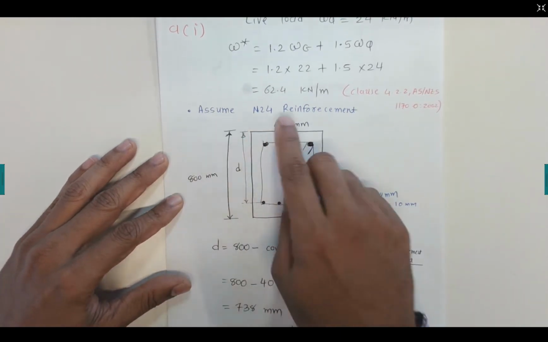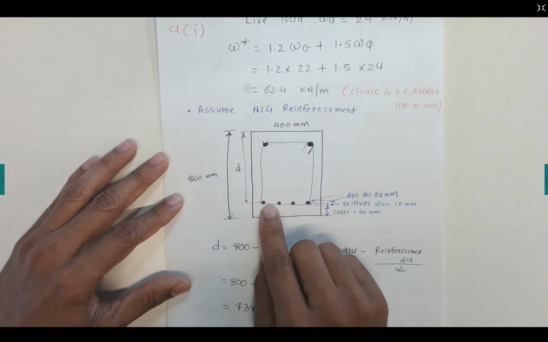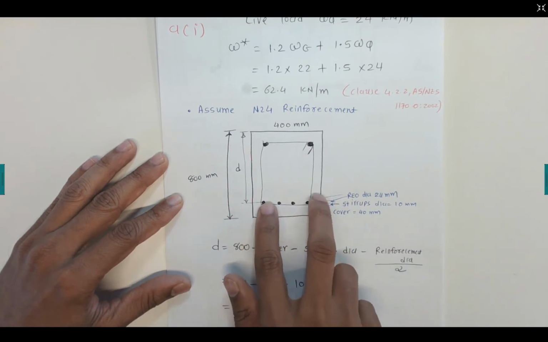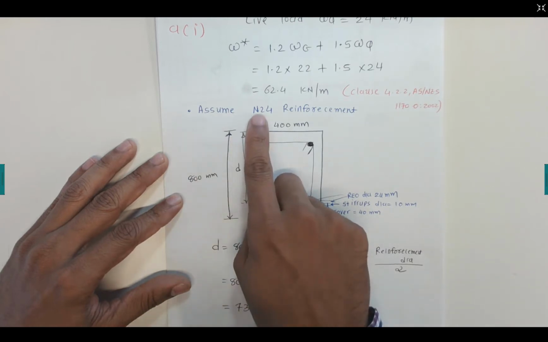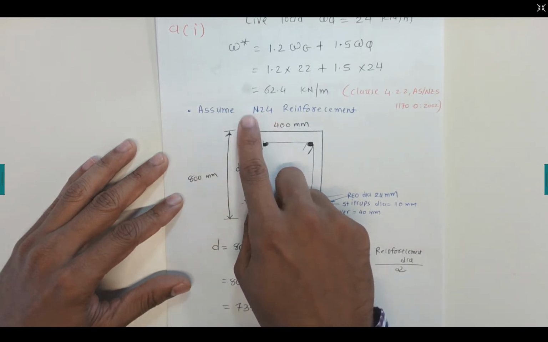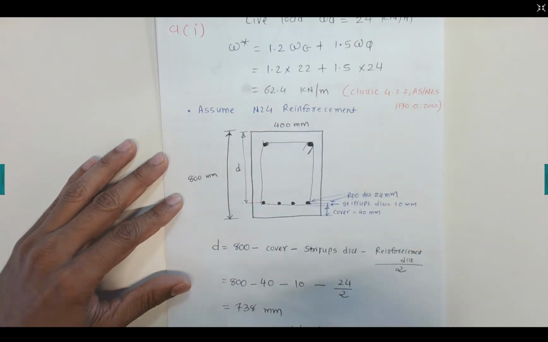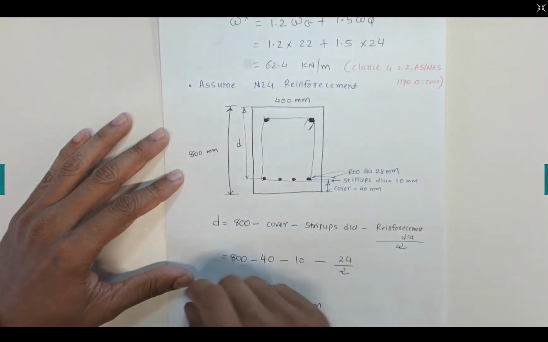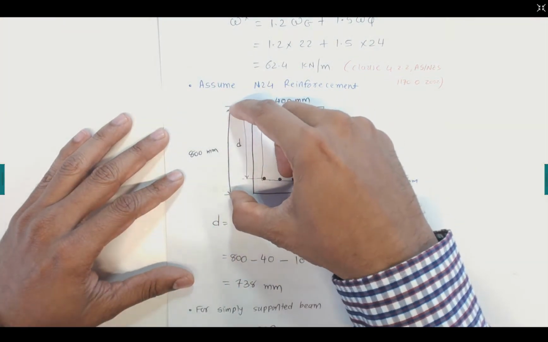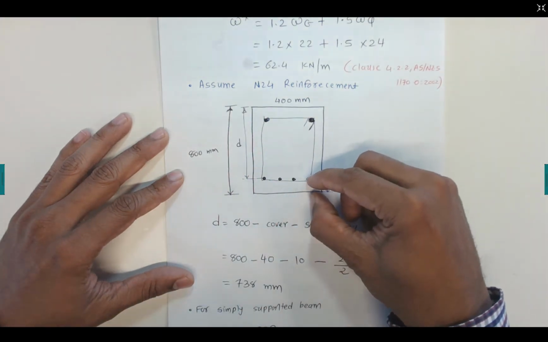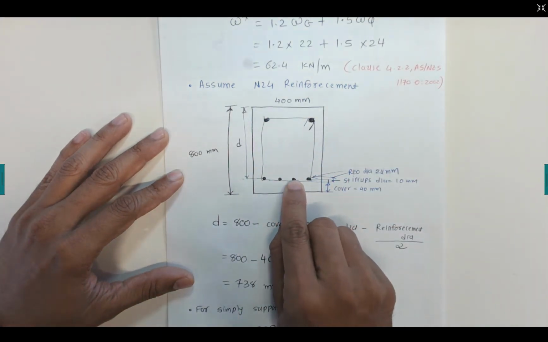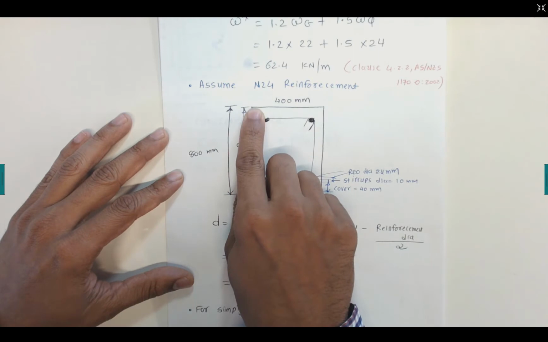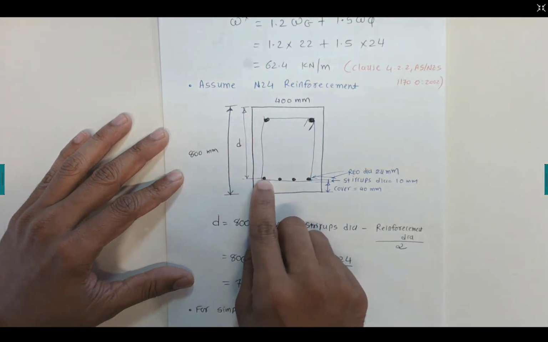Now we need to assume, because we need to calculate the tensile reinforcement here at the bottom. We don't know the area of tensile reinforcement, so we assume N24 bar reinforcement. First of all, we need to calculate this small d. What is small d? Small d is the overall depth minus the cover minus the stirrup diameter minus the half bar diameter. So it's measuring from the top of the beam to the center of these reinforcing bars.